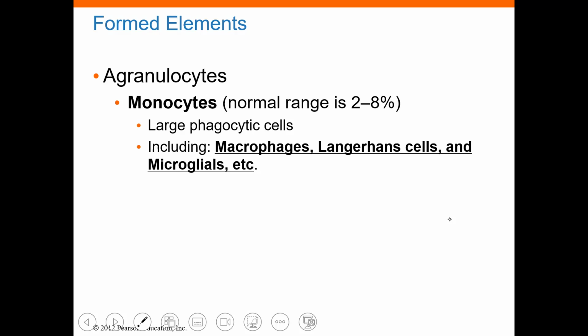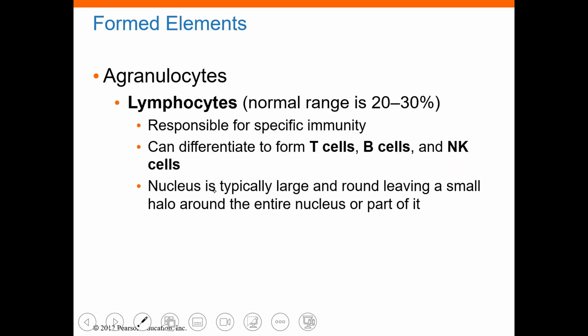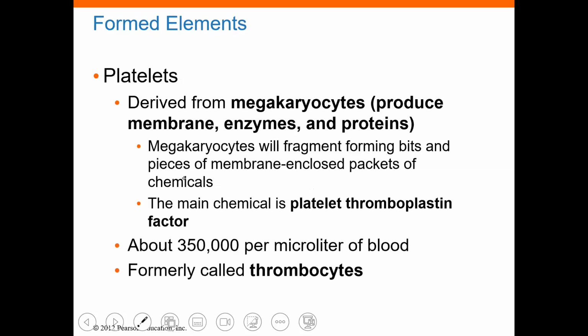Monocytes, the normal range is about 2 to 8%. They're large eating cells, phagocytic cells, including macrophages, Langerhans cells, and microglia. Lymphocytes normally range is 20 to 30%. It's responsible for specific immunity. Cells differentiate to form our T cells and our B cells and our natural killer cells. The nucleus is typically large and round, leaving a small halo around the entire nucleus or part of it.